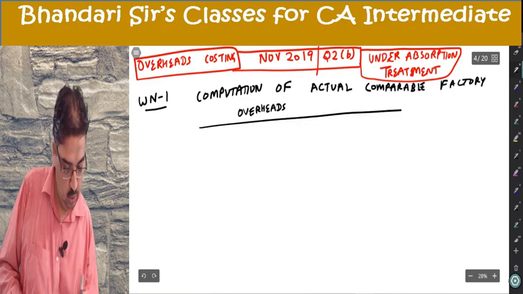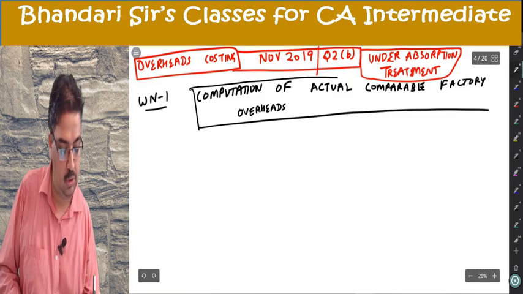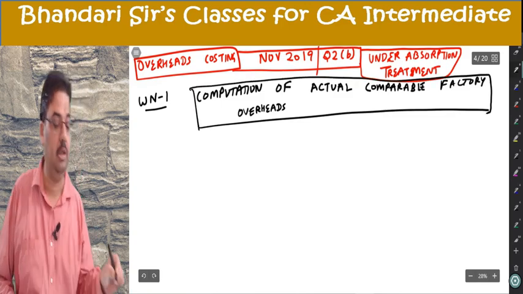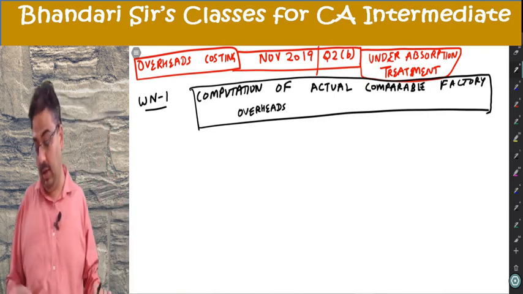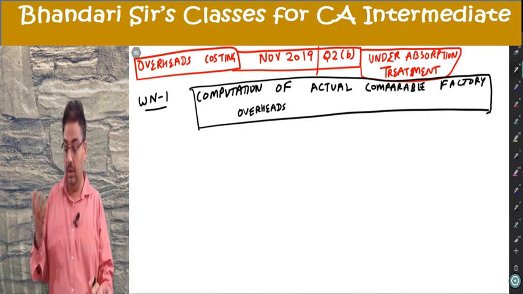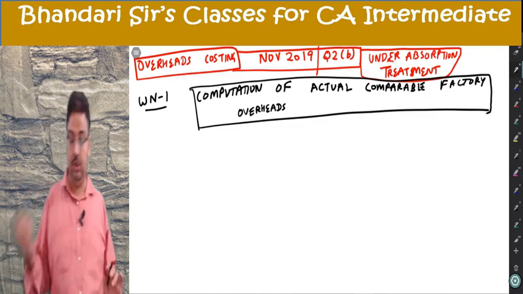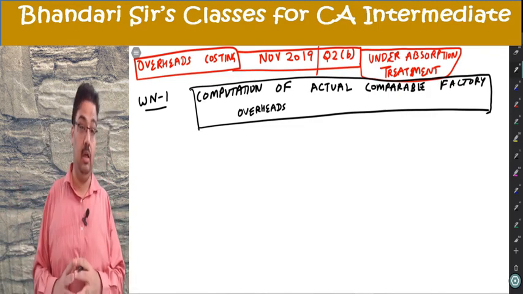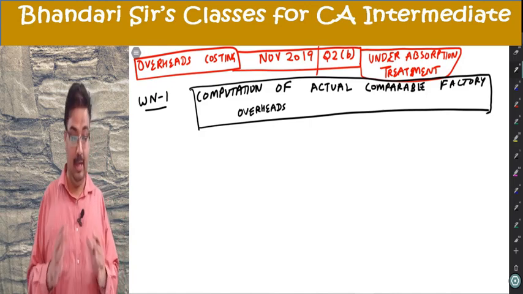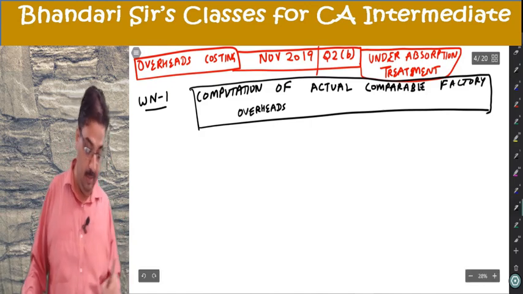You are given a figure of actual overheads, but that is not a comparable figure because it includes some abnormal items. 4 items are given there: court award, the strike period wages, stores written off, and expense of previous year which are included there in the current year. They are all 4 to be excluded. So I start with them.